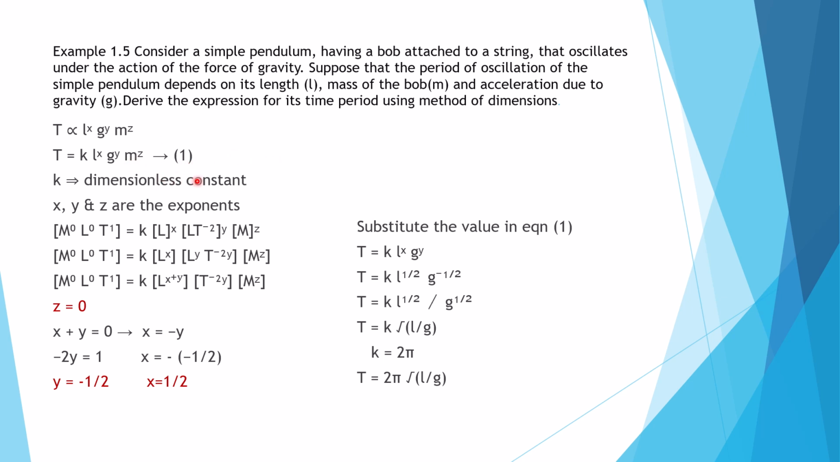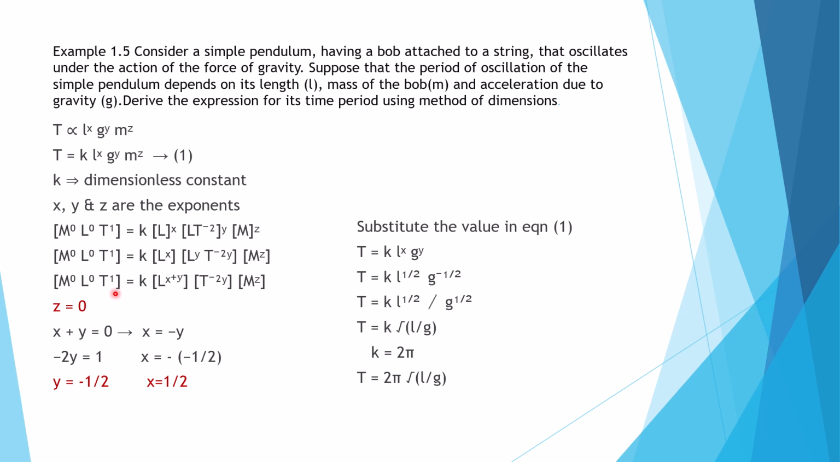Consider this equation 1. Already I said that k is a dimensionless constant, and x, y and z are the exponents. Next we have to write the dimensional equation for T. M0 L0 T1 is equal to k L to the power x, L T minus 2, that is the acceleration due to gravity dimensional equation, to the power y, and M to the power z. So next, M0 L0 T1 is equal to k L to the power x, L into y, that is L^y, and T minus 2 into y, that is T^(-2y), and M to the power z.